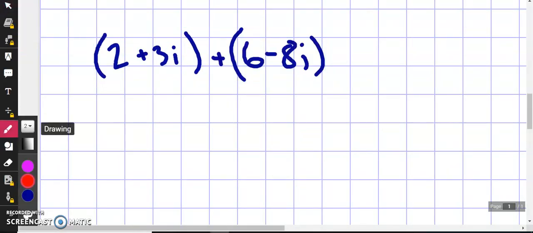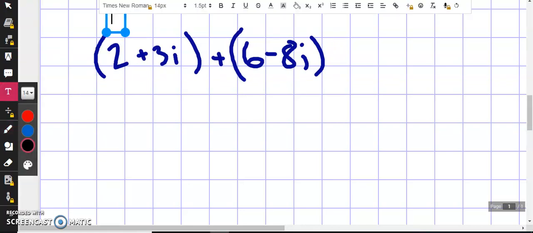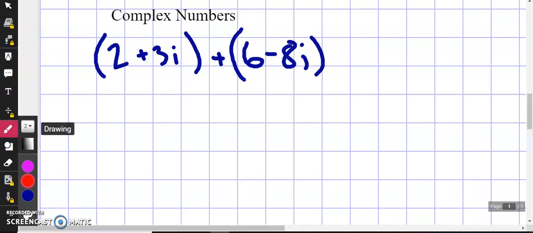Another thing that we're going to see is combining two complex numbers. Complex numbers are numbers that combine both a real number, a regular value like the 2 or the 6, with an imaginary number like the 3i and the negative 8i. The thing about this is it's the same as if those i's were x's. So we're basically just looking to combine like terms like we've seen in previous videos.